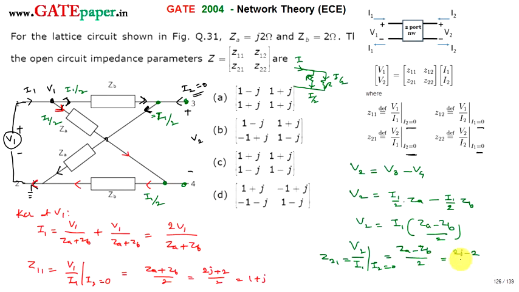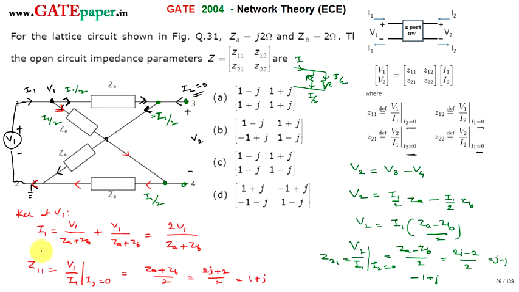ZA minus ZB by 2 is 2j minus 2 divided by 2, which is nothing but j minus 1, or written as minus 1 plus j. So minus 1 plus j is Z21, and Z11 is 1 plus j. If you look, the circuit is reciprocal and exactly the same whenever you look into port 1 or port 2. The circuit is identical. So if you close port 2 with I2 equal to 0, whatever parameters you get, similar parameters you will get when port 1 is 0.